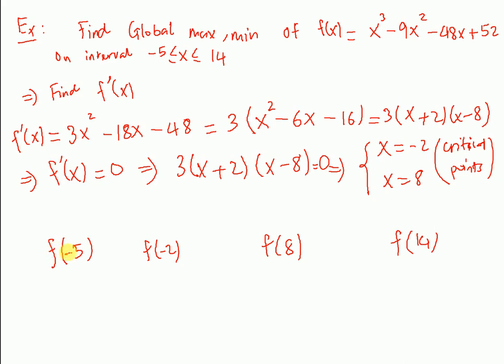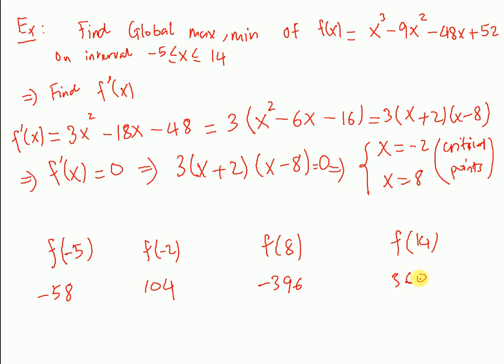So if you plug in minus 5 into your original function, you're gonna get minus 58. If you plug in minus 2 into this function, you will get 104. If you plug in 8 into this f of x, you got minus 396. You plug in 14 to here, you get 360.